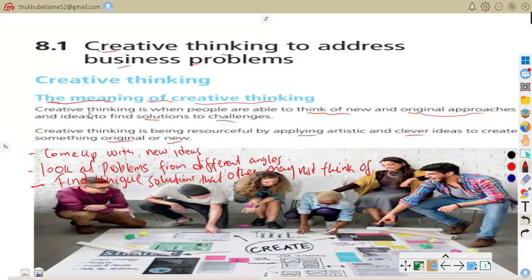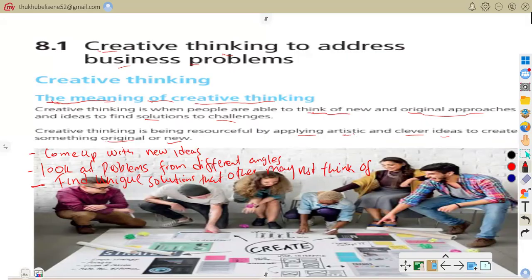As we can see, it says creative thinking is when people are able to think of new and original approaches and ideas to find solutions to challenges. It also says creative thinking is being resourceful by applying artistic as well as clever ideas to create something original or new.